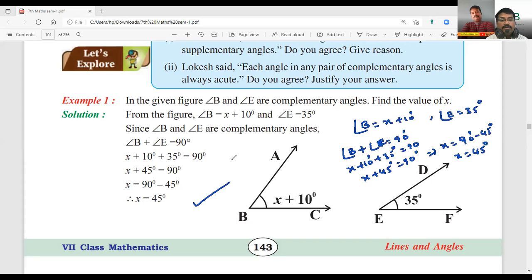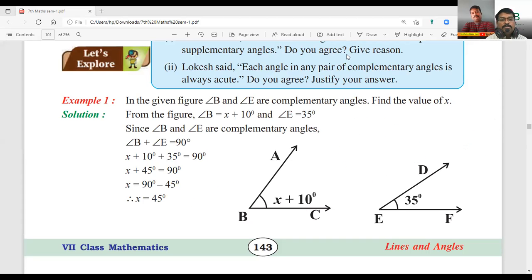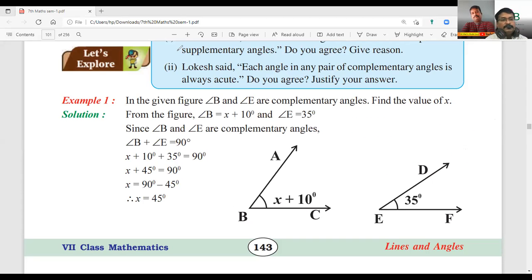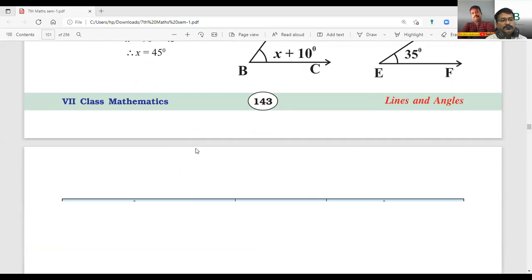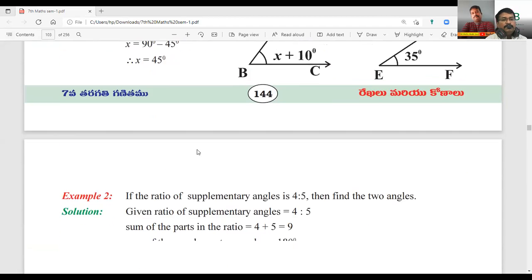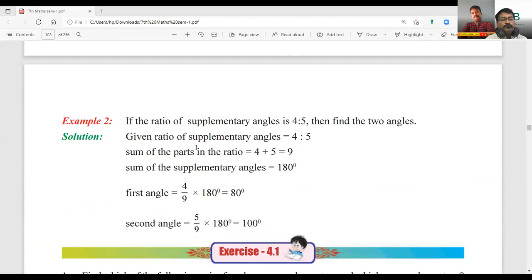So example 1 and its solution is also there. I can also write the solution. Okay. So example 1 is over. Now I'm going to take example 2.